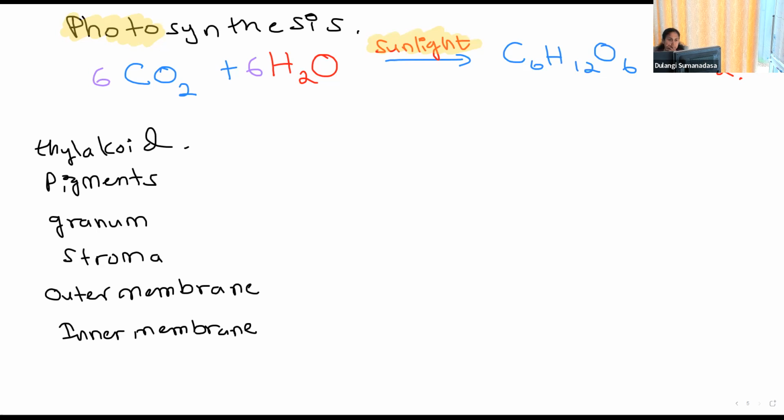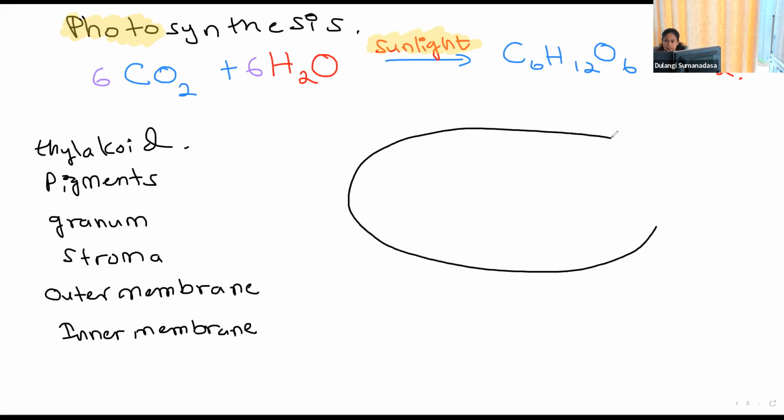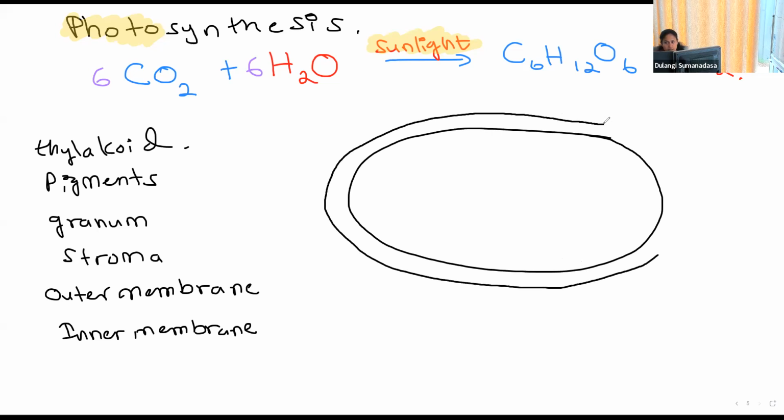Finish? So there's no foldings or anything like cristae. There are two flat membranes, inner membrane and outer membrane. The outer membrane has a bacterial origin, remember? It came from the prokaryotic organism. Outer and inner membrane. And the liquid is the stroma.